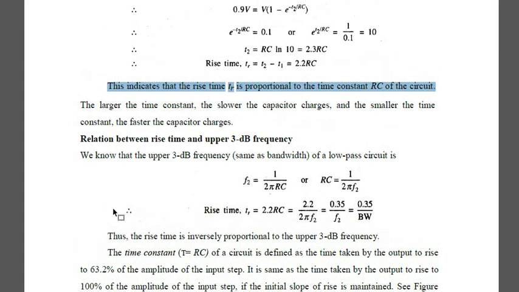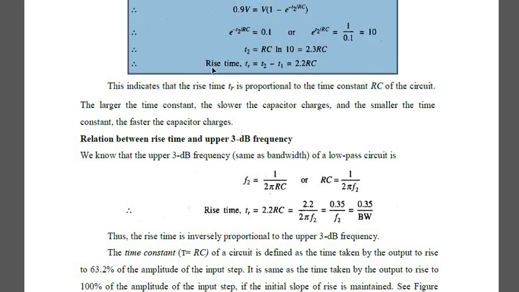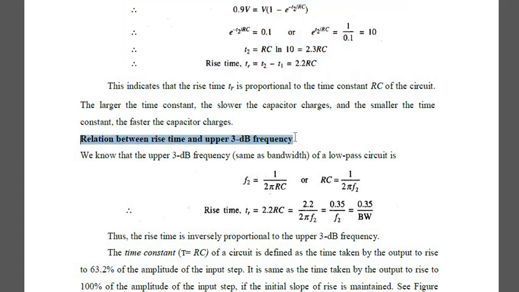Okay. So here we can see that F2 is equal to 1 by 2 pi RC, or RC is equal to 1 by 2 pi F2. Now what I am doing is substituting this RC value over here. In the rise time TR equal to 2.2 RC, I am getting the relationship between your rise time as well as your upper 3 dB frequency, that is nothing but TR as well as F2.